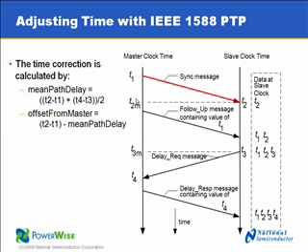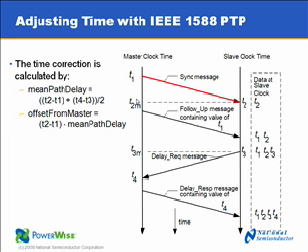Now, the time correction is given by the two calculations on the left. The first one is the calculation of the mean path delay, which is the time that it took from the sync message to be received at the slave from when it was sent at the master, and then also the time from the delay request going back, added together and divided by 2. The important significance of that is that the basic algorithm is expecting that the actual time it takes from the master to the slave is the same as the time it takes from the slave to the master. In other words, a symmetric path.